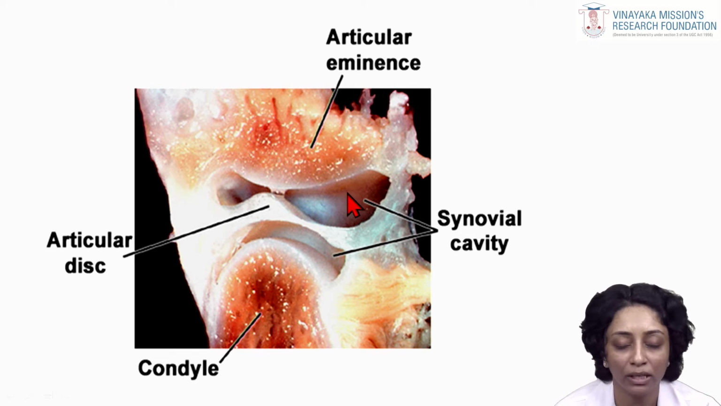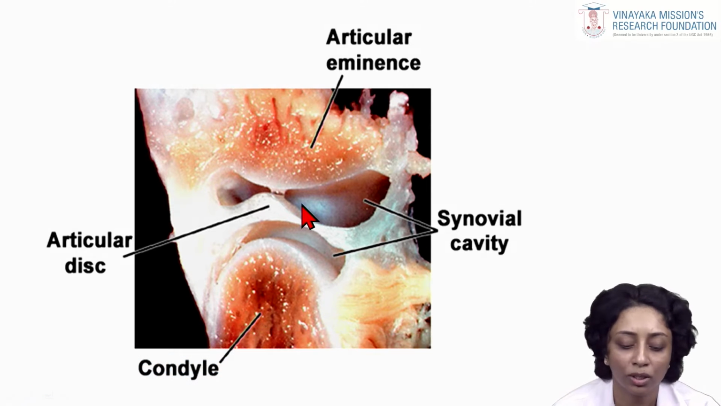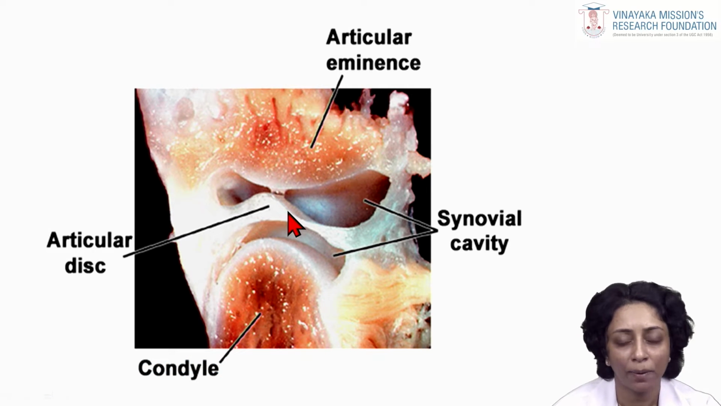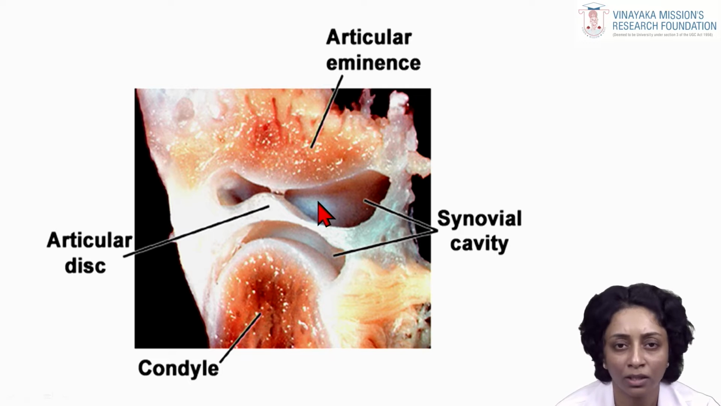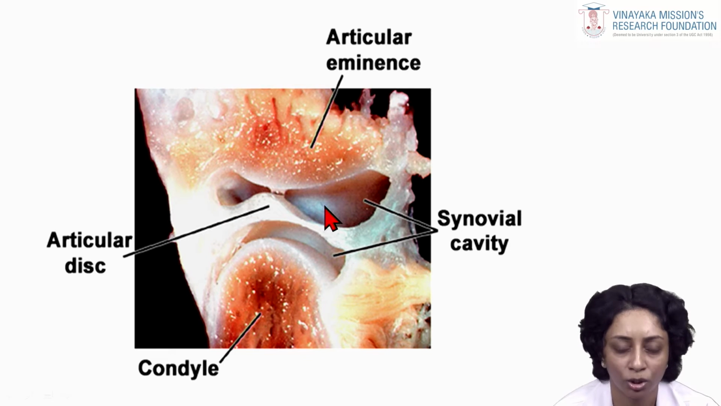In the synovial cavity, the synovial fluid is similar to plasma, containing mucins, glycoproteins, and mainly hyaluronic acid. The synovial cavity helps in the lubrication of the disc. The disc is made of fibrocartilaginous tissue and has no vascular supply. The vascular supply is seen only in the periphery of the joint.